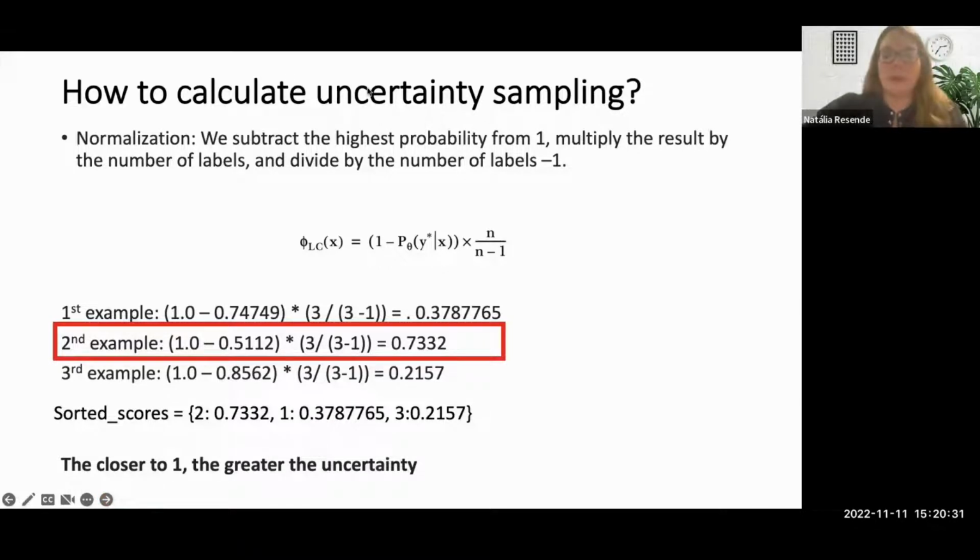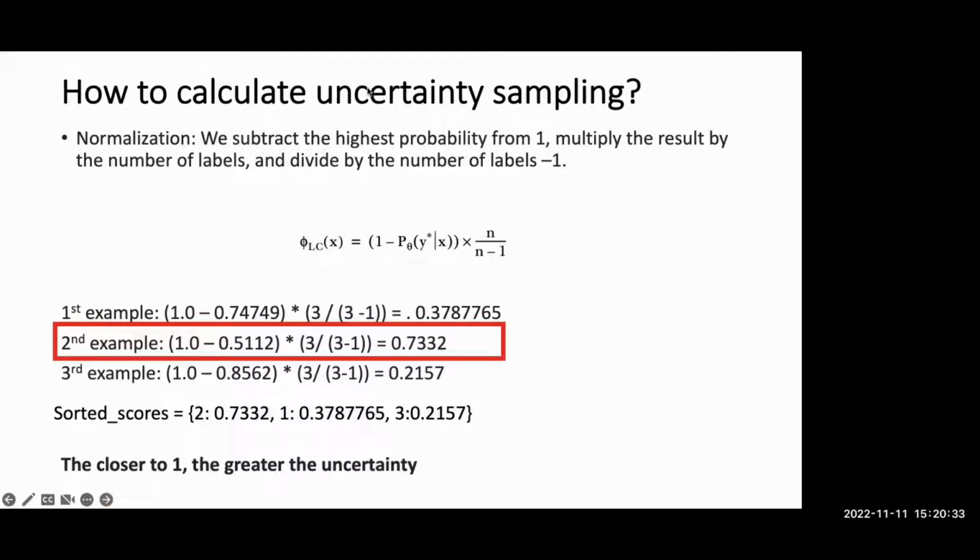So my question is, uncertainty sampling is one of the strategies for selecting the data we want to use in active learning. I didn't get exactly what the terms of uncertainty sampling are.